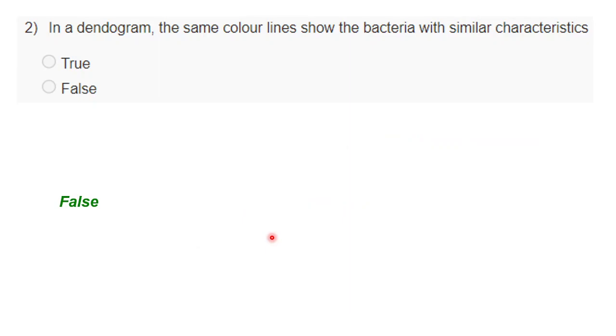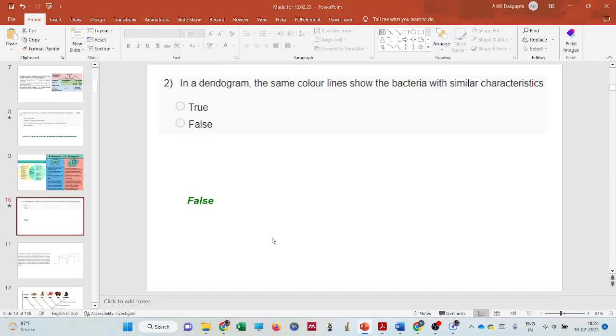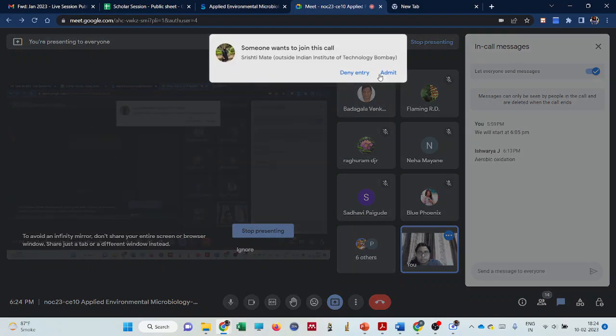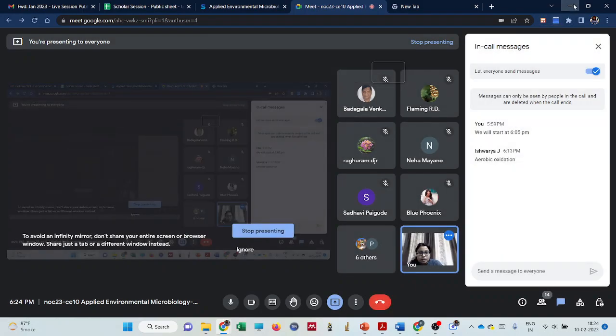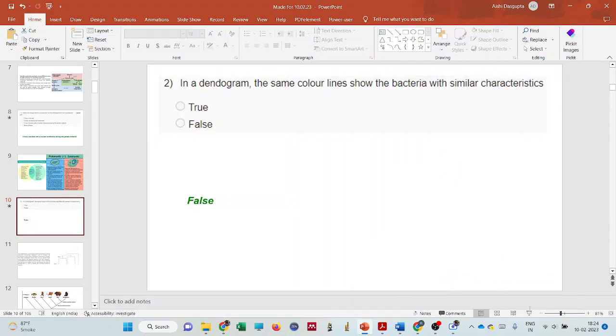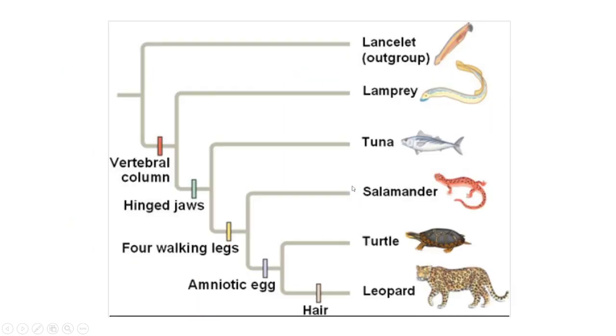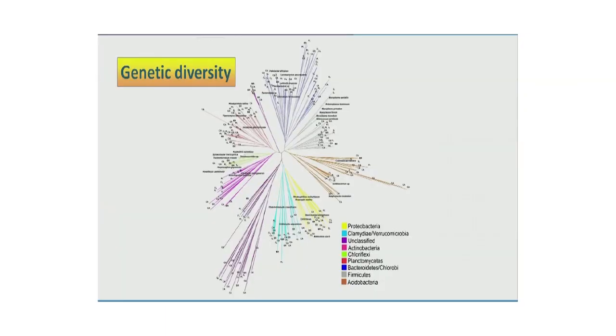but I get why you might think it's true. The same color lines will be much more similar as compared to the microbes having different color lines, but just having the same color or just being clustered together doesn't mean that they'll have very similar characteristics. They might be from the same phylum, but still they'll be differing a little bit in their characteristics.